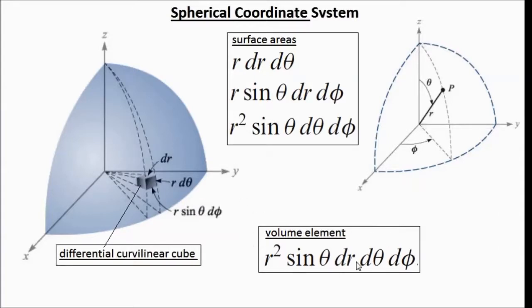So the volume element of this differential curvilinear cube is obtained by multiplying the differential sides, that is, the three quantities shown here: dr, r d theta, and r sin theta d phi. When multiplied, they give us the volume element, which is r squared sin theta dr d theta d phi.